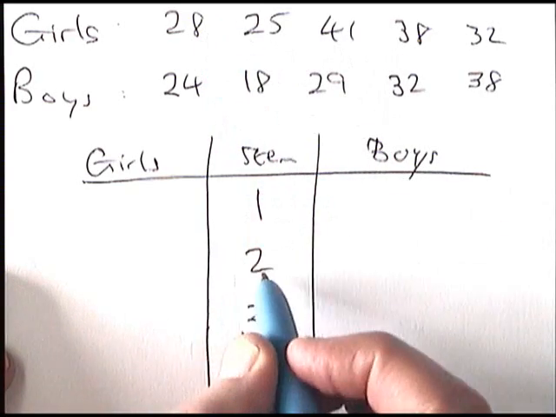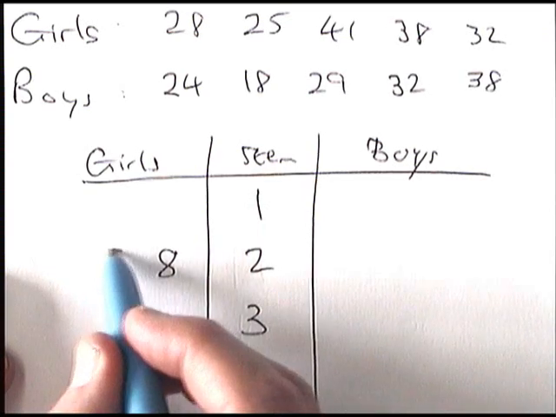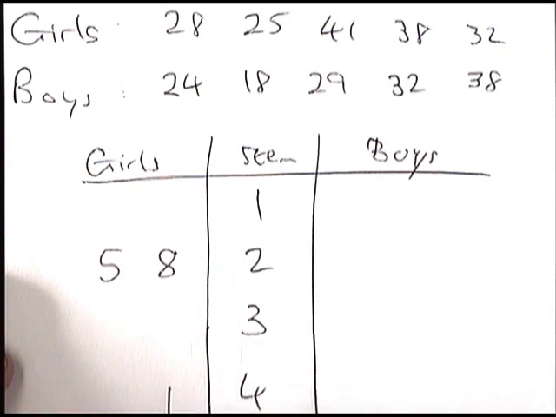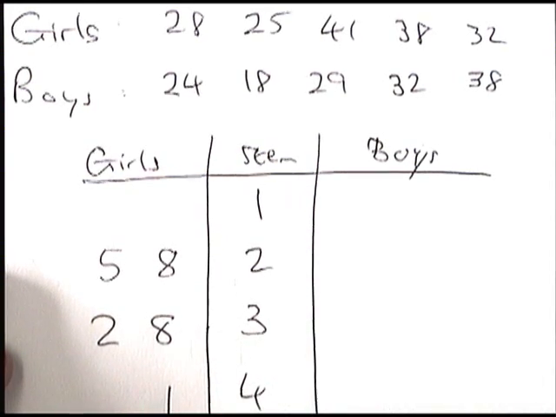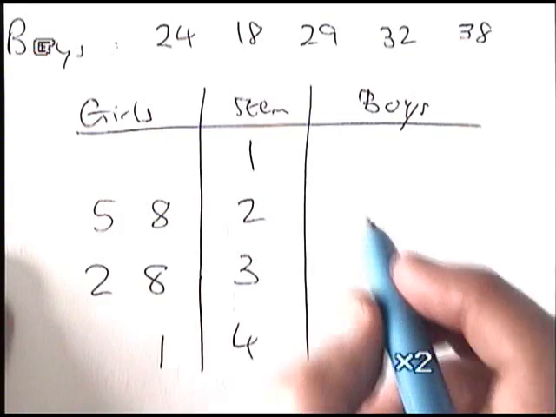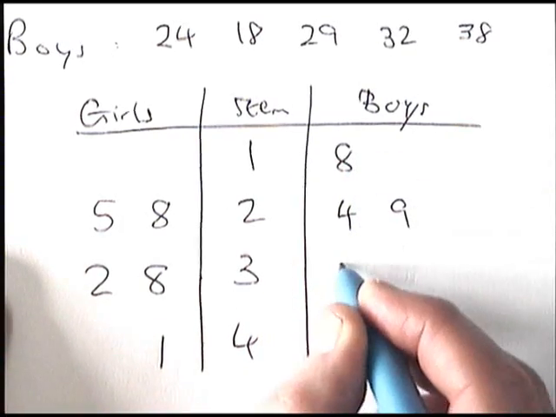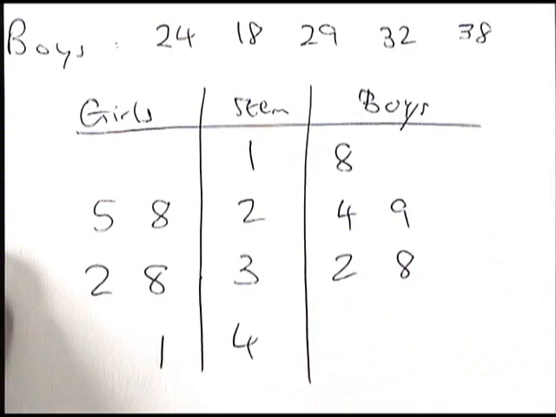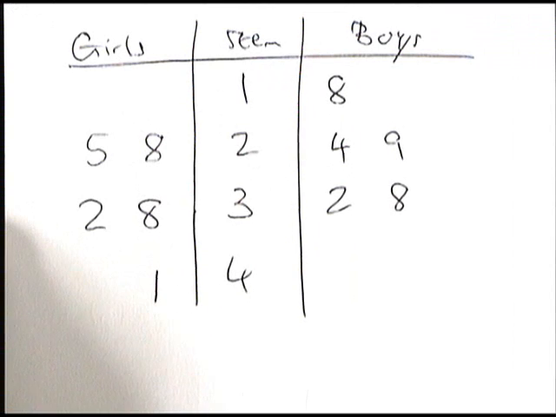Girls, 28, 2, and I'll put the 8 on this side. A girl had a score of 25, 41, 38 and 32. The boys had scores of 24, 18, 29, 32 and 38. And what you've got now is a back-to-back stem and leaf diagram. Can you just make sure you copy that down, please?